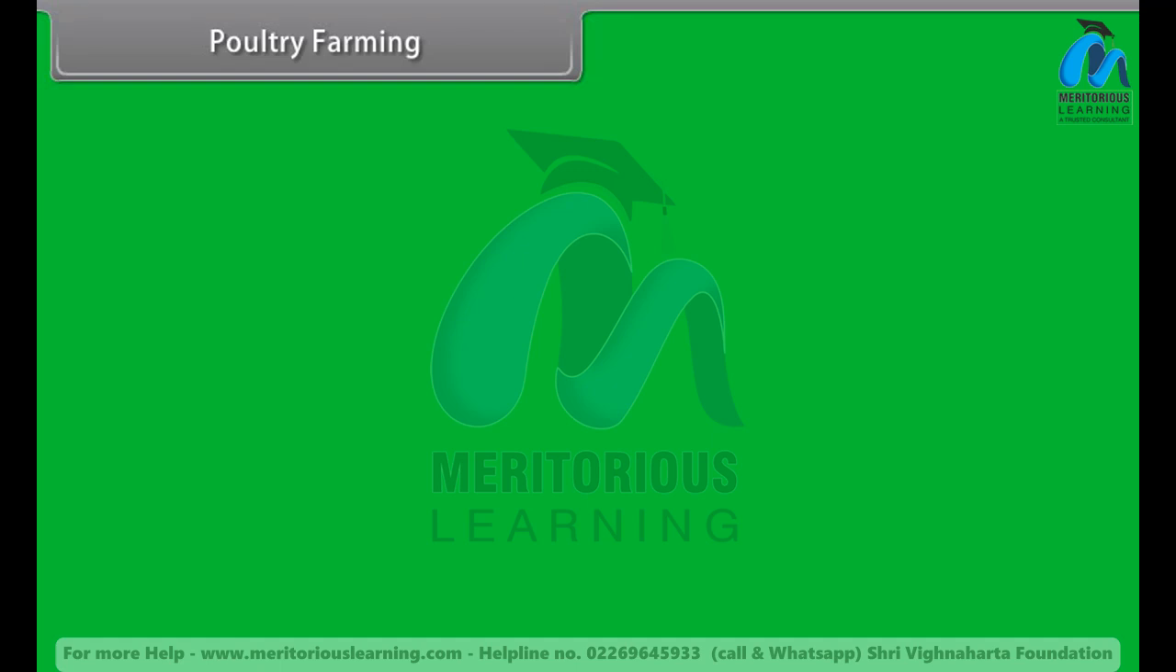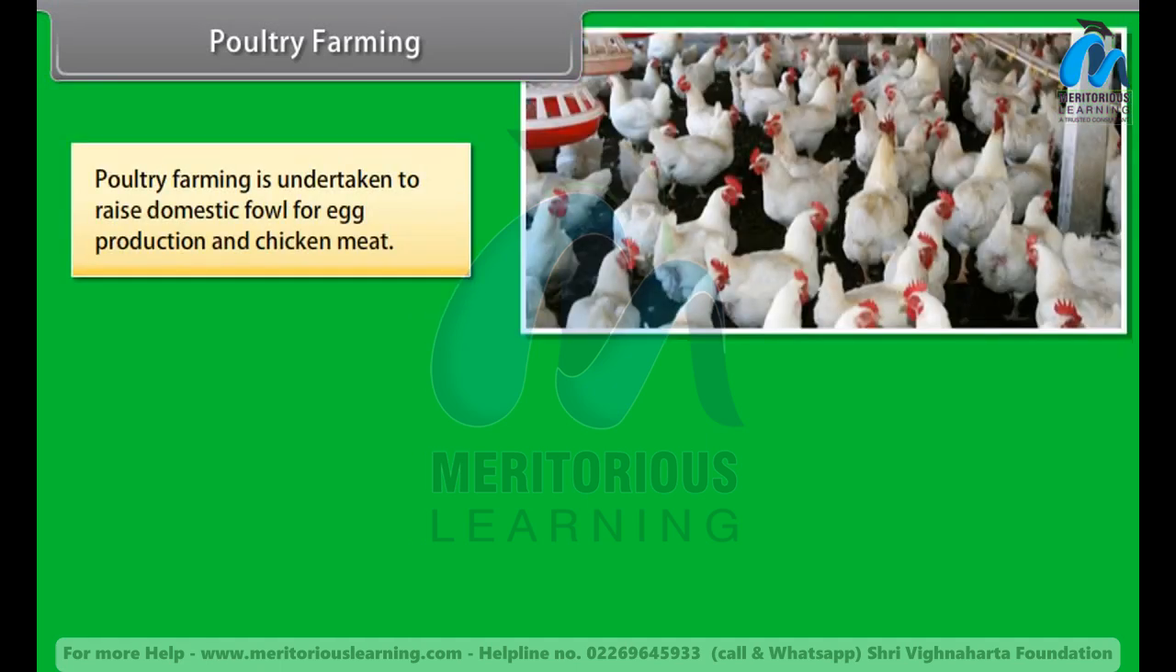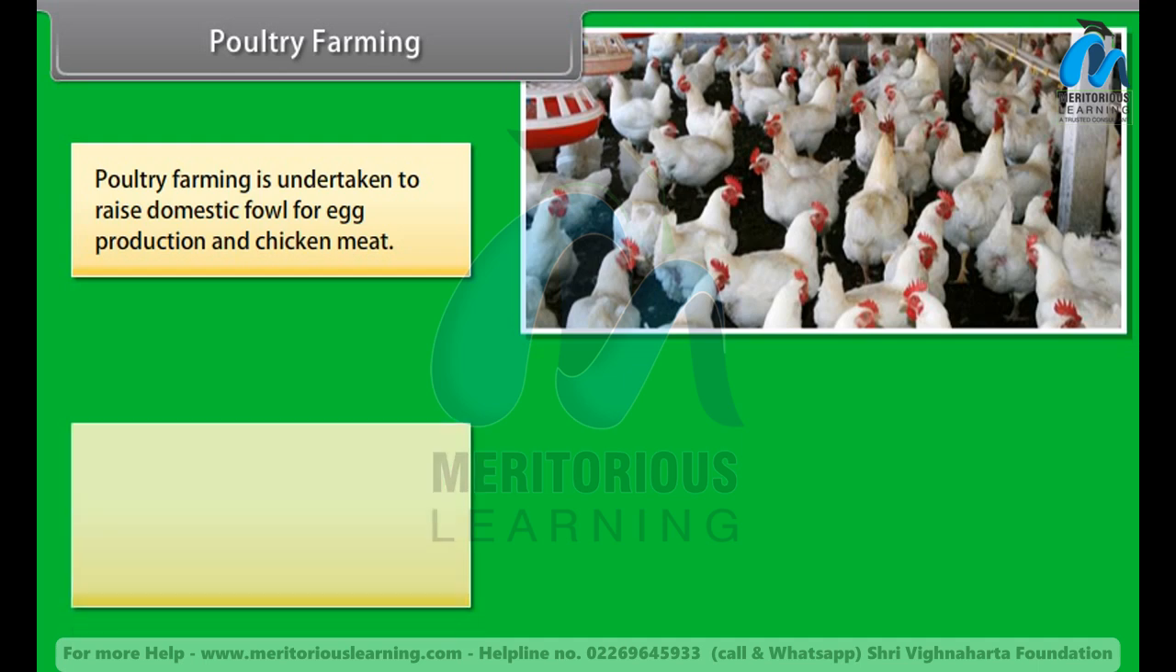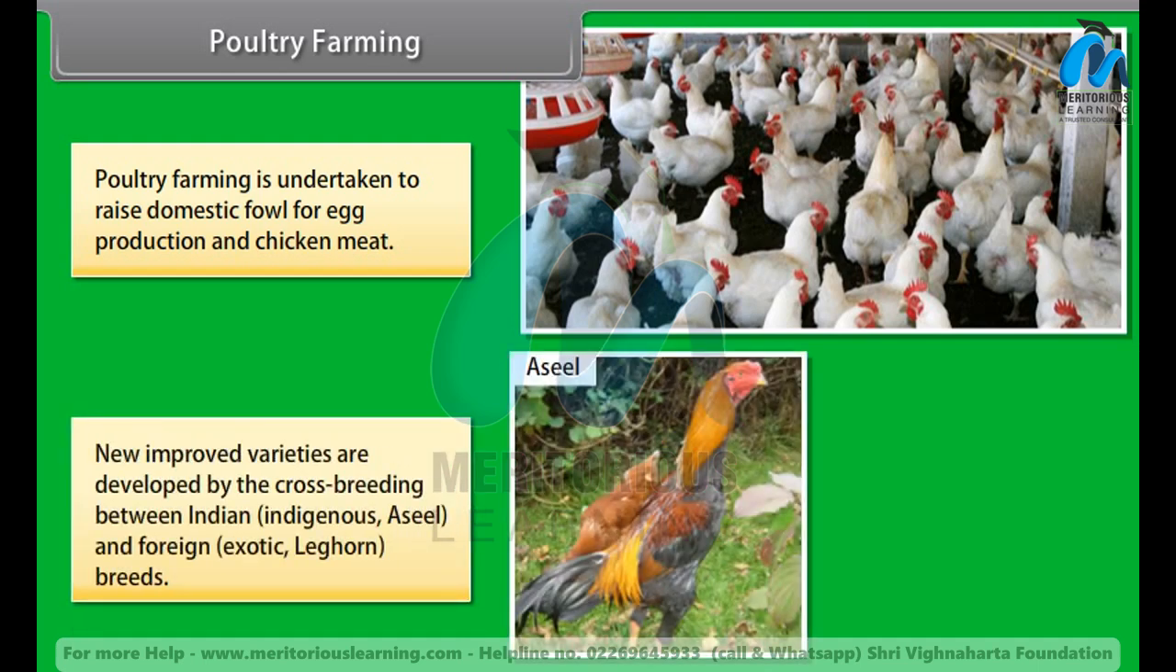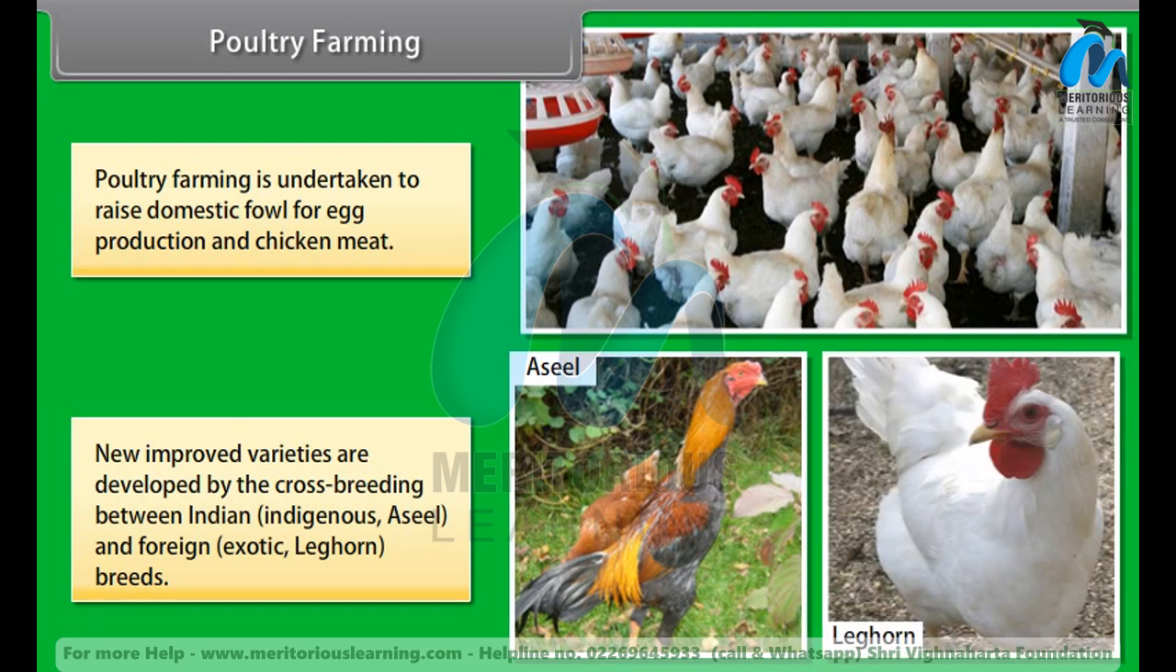Poultry farming. Poultry farming is undertaken to raise domestic fowl for egg production and chicken meat. New improved varieties are developed by the cross-breeding between Indian indigenous Asil and foreign exotic Leghorn breeds.